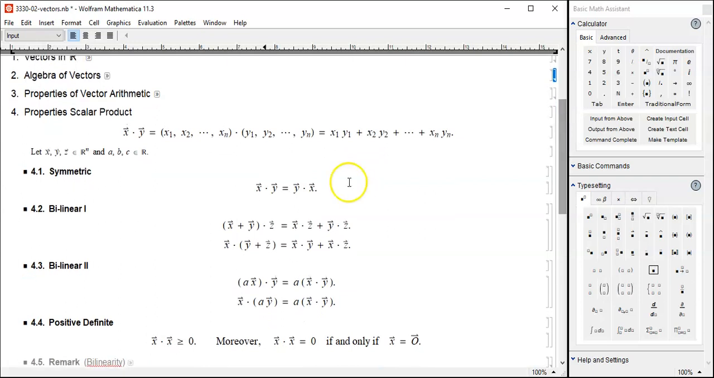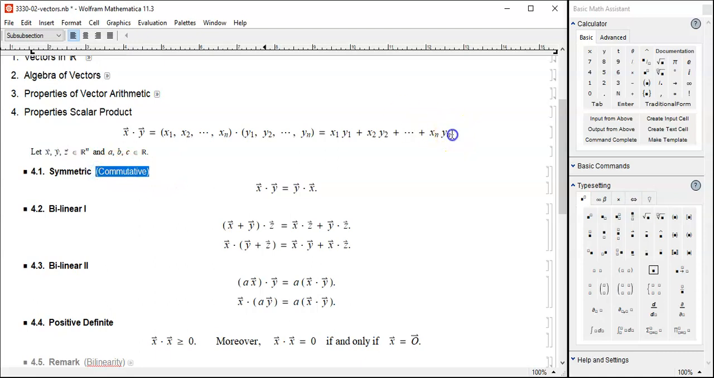Okay. First property is symmetry. X dot y is equal to y dot x, or commutativity. Is that clear from the definition? I don't know whether that's clear to you or not. In any case, you'll have to do it. I assigned it as a homework. Okay, let's go to the next step.